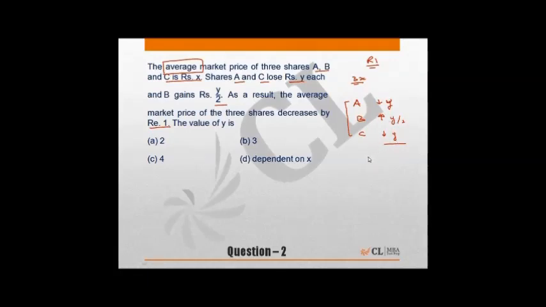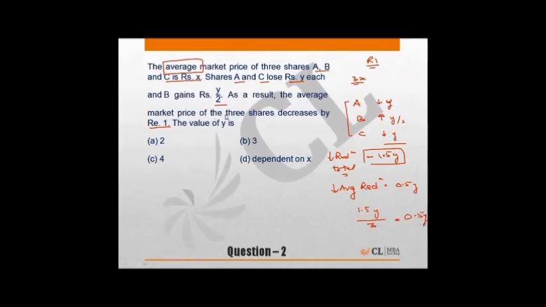So there is a reduction of 1.5 into Y rupees in the total. So this is the reduction in the total price. If the reduction in total is 1.5Y, that means the average reduction will be 0.5Y. If the total reduction is 1.5Y and there are 3 shares, then on an average the reduction will be 0.5Y.